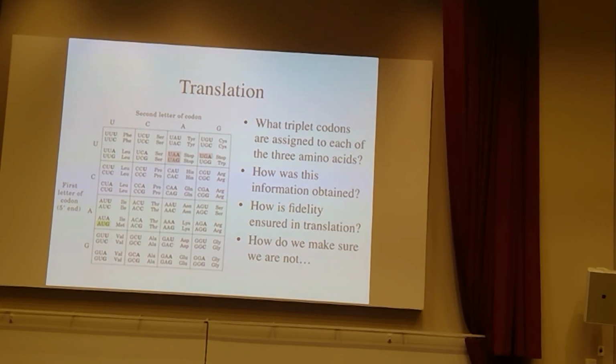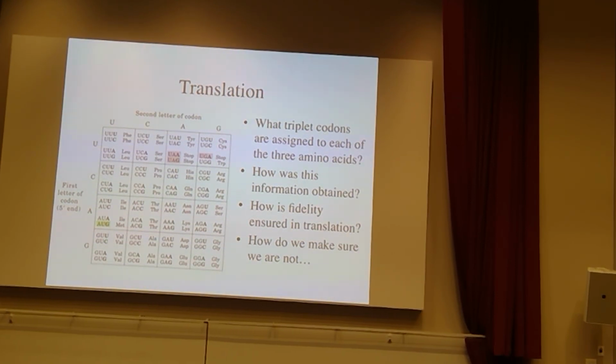And then we're going to need to evaluate how we ensure fidelity in this process. We talked about fidelity with regard to DNA replication, the fact that the cell has all these different mechanisms to make sure that it doesn't make mistakes, and that if it does make a mistake, it can correct them. So what are the molecular mechanisms that the cell uses to make sure it does not make a mistake in these systems?